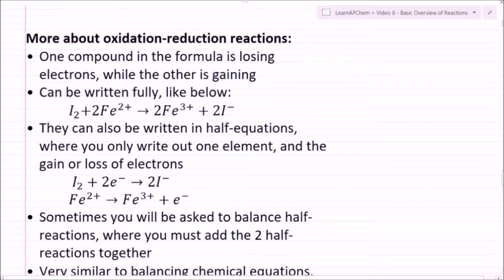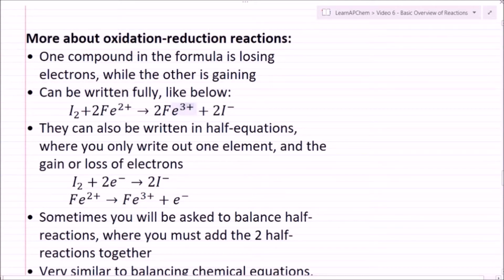Alright, so as promised, let's talk more about oxidation-reduction reactions. So one compound in the formula is losing electrons while the other is gaining. So we can write these fully like below. So we have iodine here with two iron 2+, so an iron ion. And then our iron is losing electrons, so that's why it's 3+. We're losing one electron from each iron, and these are going to the iodine and making it negative. So again here, this iodine is stealing one electron from our iron, and so here we have 3+ now because it lost an electron, and our iodine is now -1 because each iodine gained an electron.